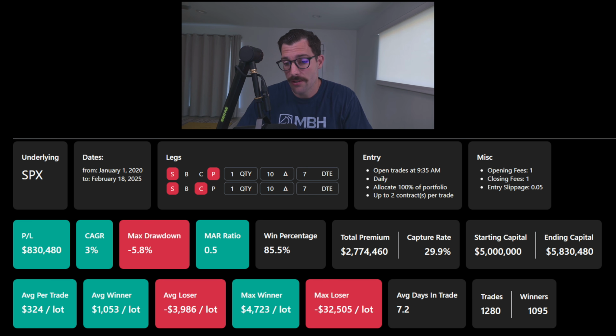So does this have edge? I would say 100%, because we're able to form a more accurate price in the marketplace. A 10 delta strangle on each side should expire in the money roughly 20% of the time.